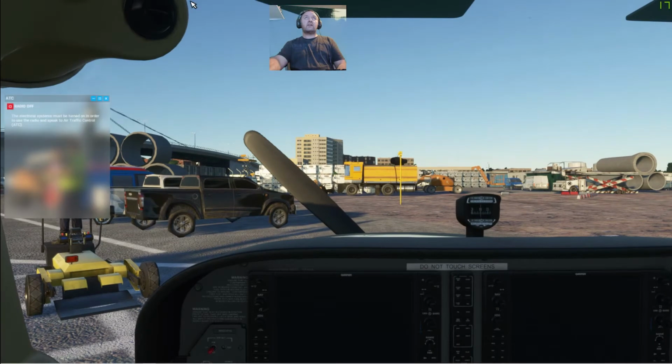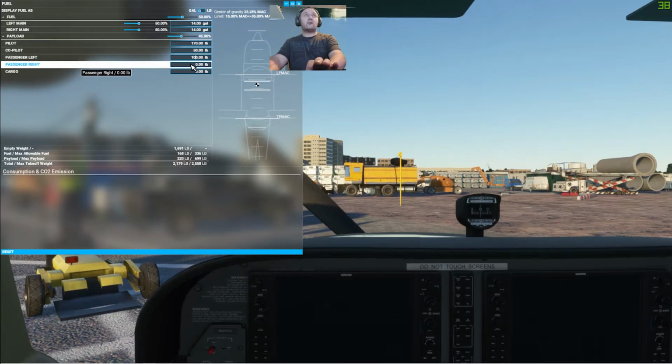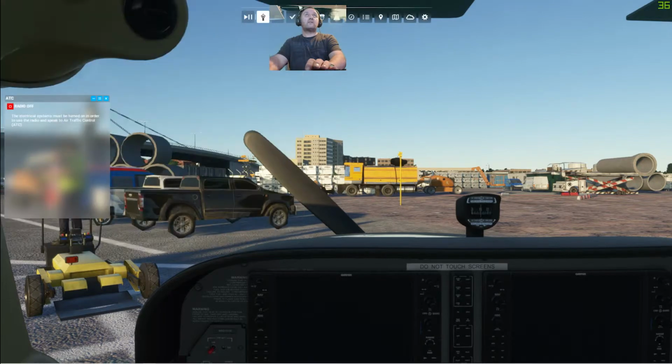Let's click into here, and then we need to go to weights, and I need to put in 250. There's no co-pilot, so I want it reasonably even, so I might do 50 in the front, 100, 100. So that's my weight done.